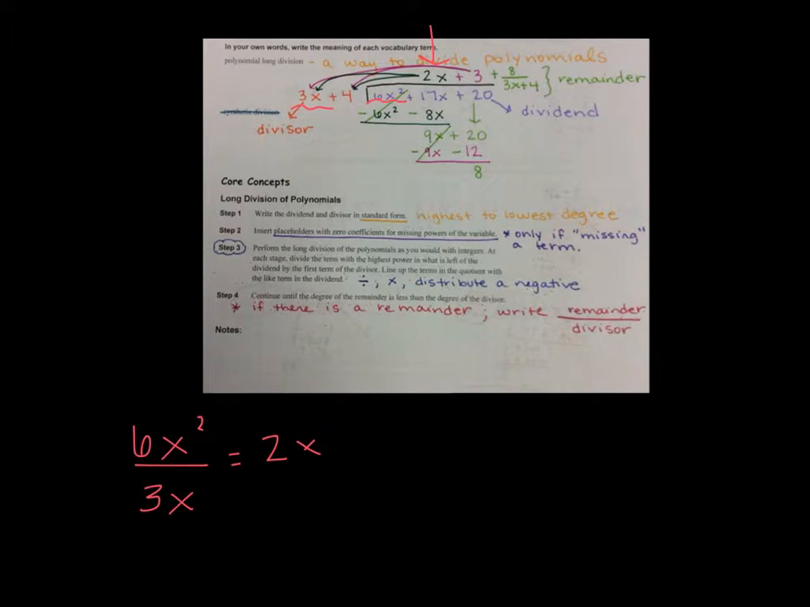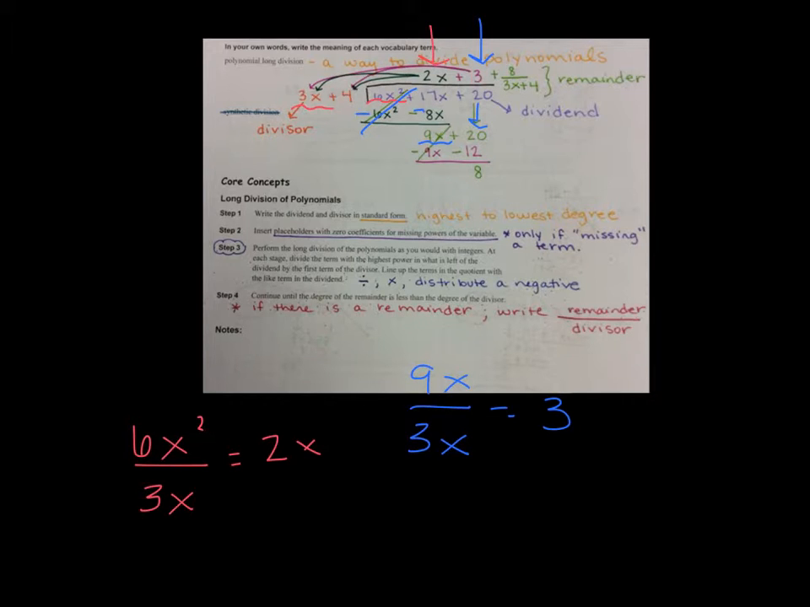Then I distribute a negative. So that's how this became negative and this became negative. That's what makes my first terms cancel, and then 17x minus 8x is 9x. Then I brought down my 20, and the whole process starts over again. So I asked myself, how many times does 3x go into 9x? Well, 3x goes into 9x 3 times. And that's where that number came from.